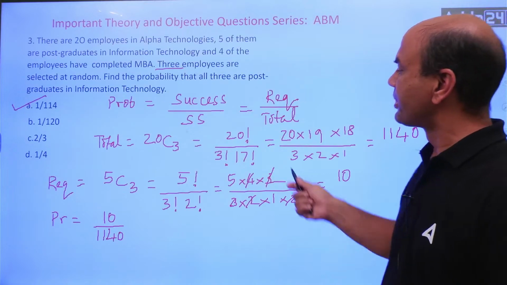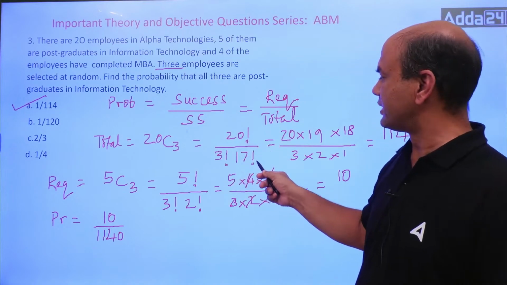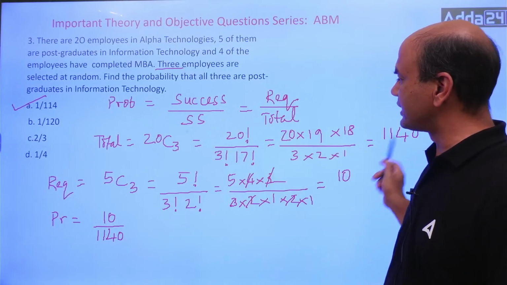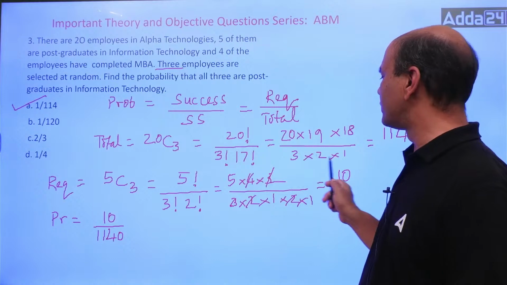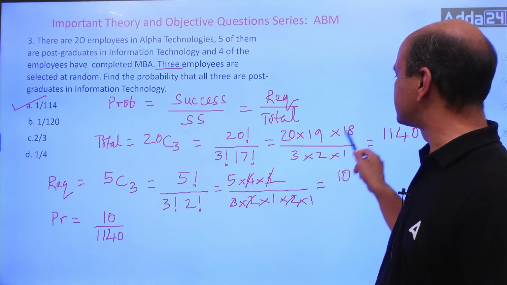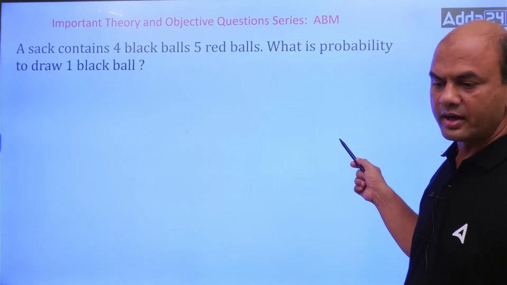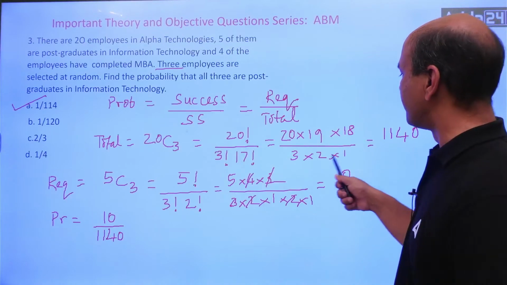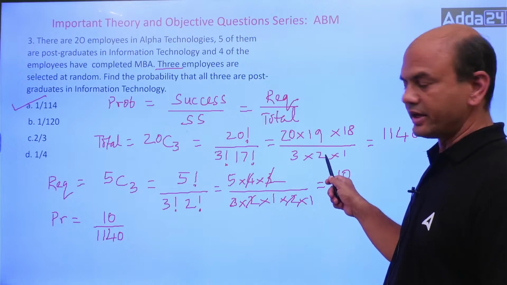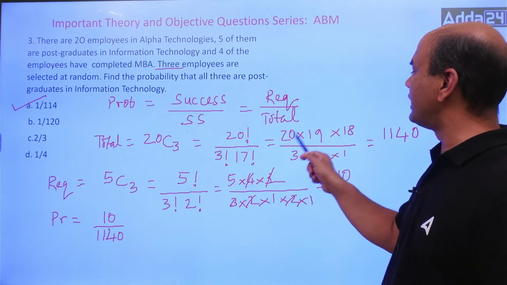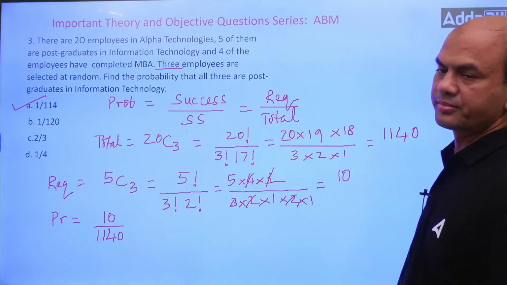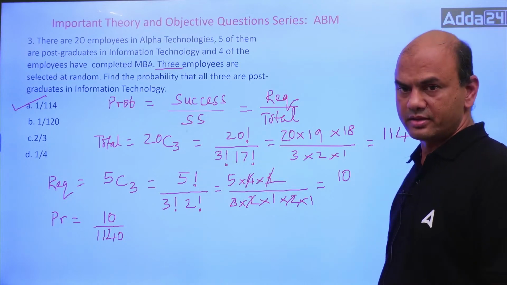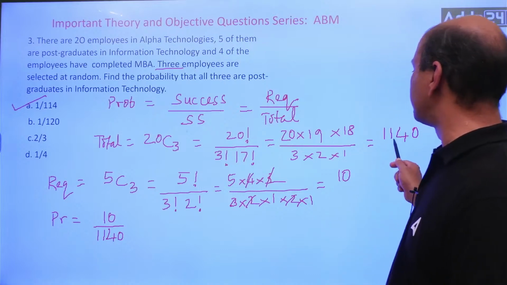See this, 20, 19, 18, 17. So this 17 factorial will get cancelled. 20 into 19 into 18, 17 gets cancelled, 3 into 2 into 1. Solve this. 3 sixes are 18. So 20 into 19 into 3. Multiply this. 20 into 19 into 3. So you will get this as 1140.